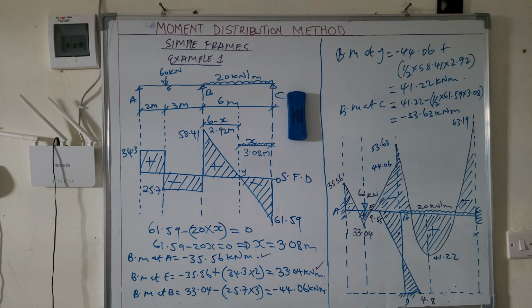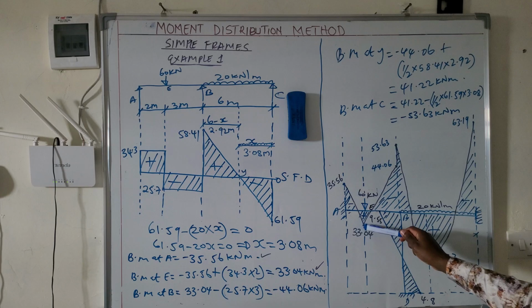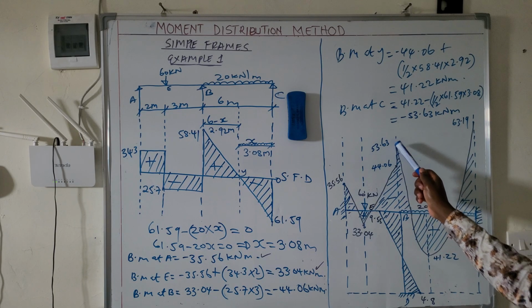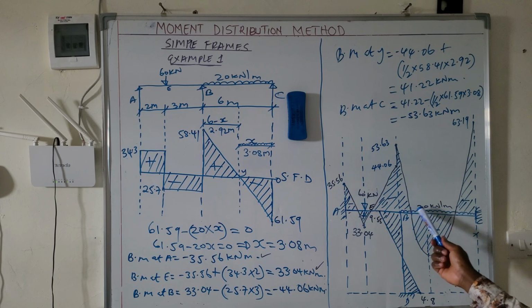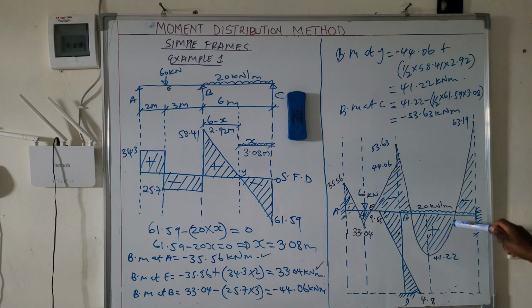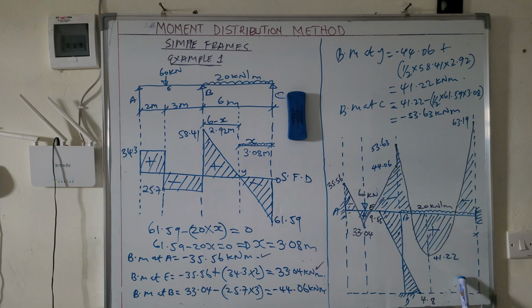And then you just join these points. So from here is an inclined line, from here to here, an inclined line, and then you proceed to this. And because this one is a UDL, it will be a smooth curve like that to this point. And then you come to this, join from here to here. And we are done with our question. And our question ends there.